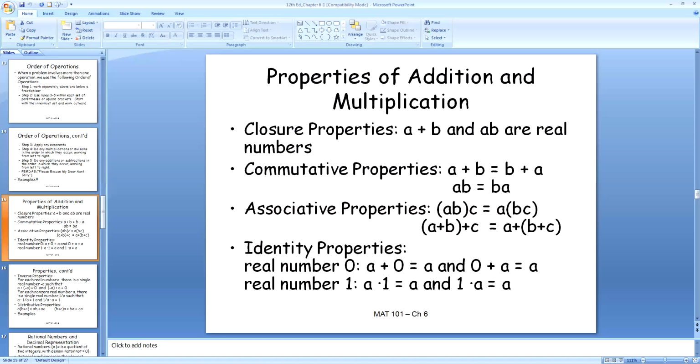So A plus B is the same as B plus A. So 3 plus 5 equals 5 plus 3. Same thing with multiplication. 3 times 5 equals 5 times 3. Associative properties are listed here as well. If you have a quantity A times B in parentheses, and that's multiplied by C, that's the same as saying A times the quantity B times C.